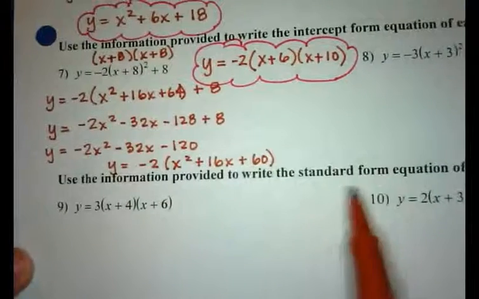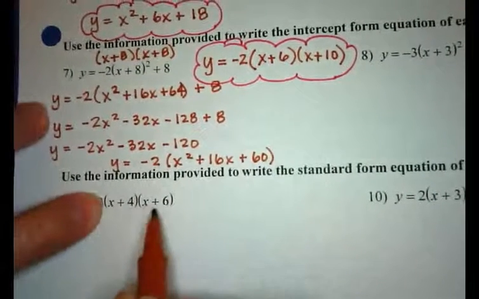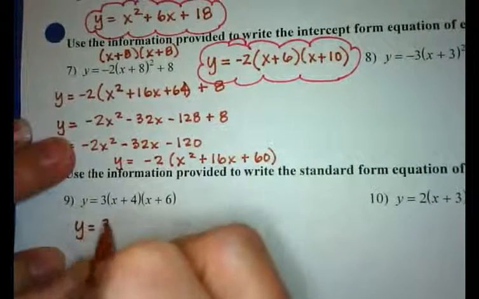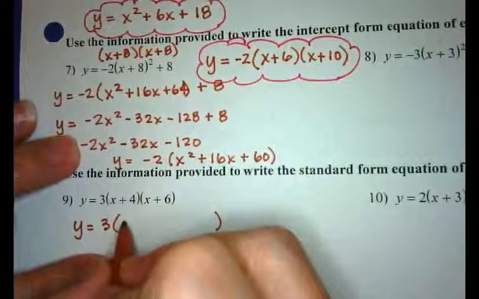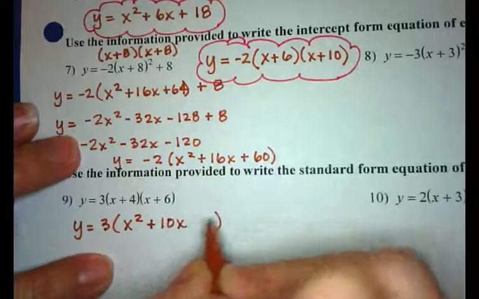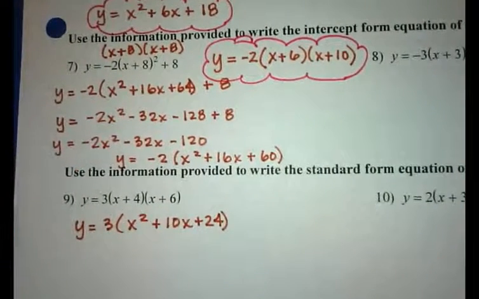All right, number 9 asks for standard form. Standard form does not have parentheses, so I'm going to FOIL these two together and then distribute the 3. So I still have the 3 out there, but once I FOIL these two together, I'll get x squared plus 10x plus 24. And I'm doing a lot of work mentally.